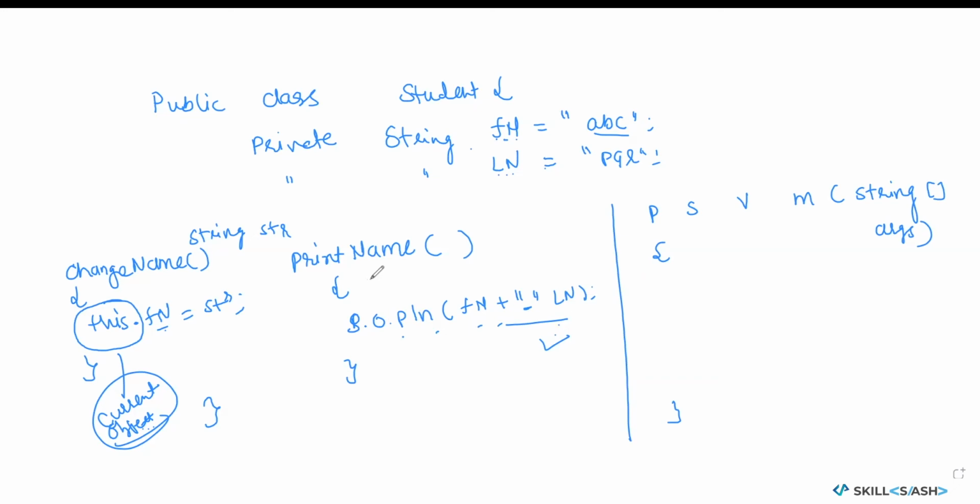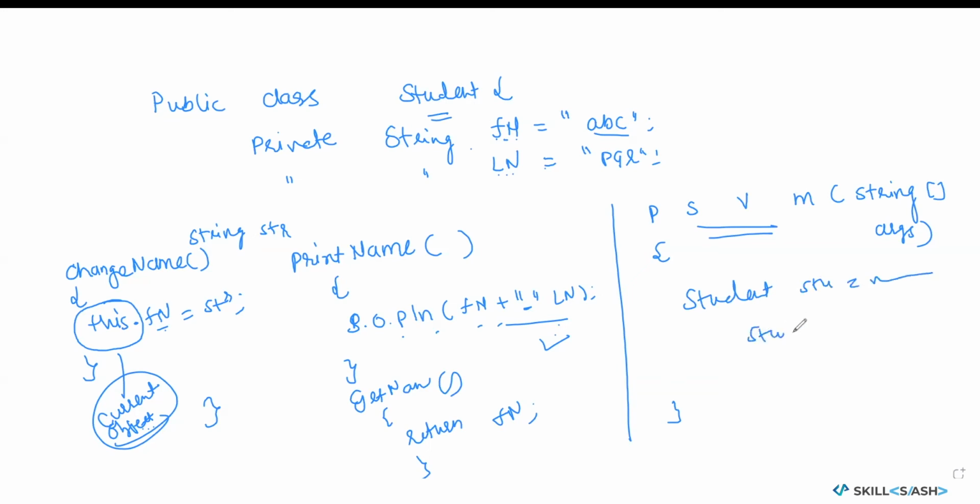Let's say you want to get the names, then you can just return first name. So with just variables, it can be used like this. Now, if it is having a public static void main, obviously you have to create an object of this. Student stu equals to new student, and you can use stu dot first name either in printing or some calculation.